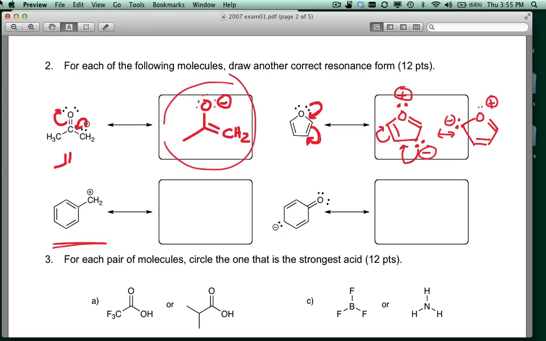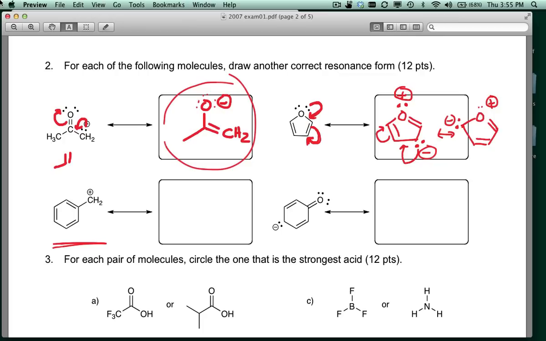Let me just say that better. When you have a plus charge on an atom that doesn't have its octet filled, then that empty orbital is a p orbital. And that p orbital is adjacent to the p orbital on the carbons of this ring. Okay? In my poor crude drawings, oh my gosh. So that empty orbital also wants to be filled with electrons, and so you can draw a resonance form for this also.